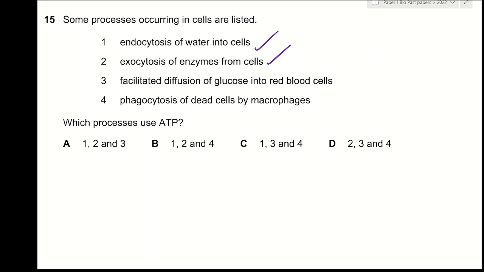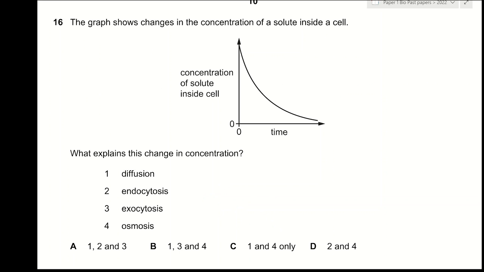Now for three, facilitated diffusion. As we all know, facilitated diffusion is a passive process and it does not require ATP. It's called facilitated because substances diffuse through transport proteins such as carrier or channel proteins. That's it. So this is incorrect. Four, phagocytosis of dead cells by macrophages. So phagocytosis is a form of endocytosis, so this also requires ATP, and the answer is therefore going to be B.